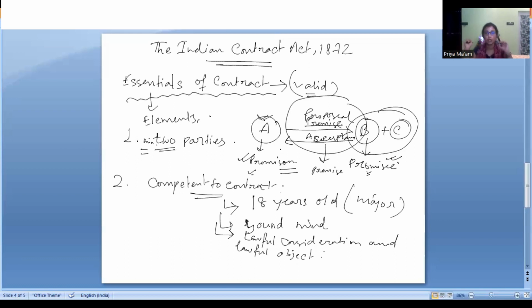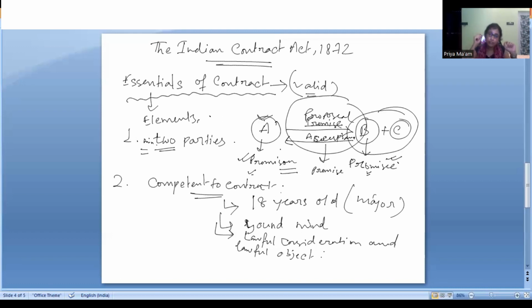I have given you the rent just for your residential purpose, or it could be for commercial purpose. But I was not aware that you are using my house for unlawful purposes, or that you are connected with something unlawful. So it is not a lawful object.